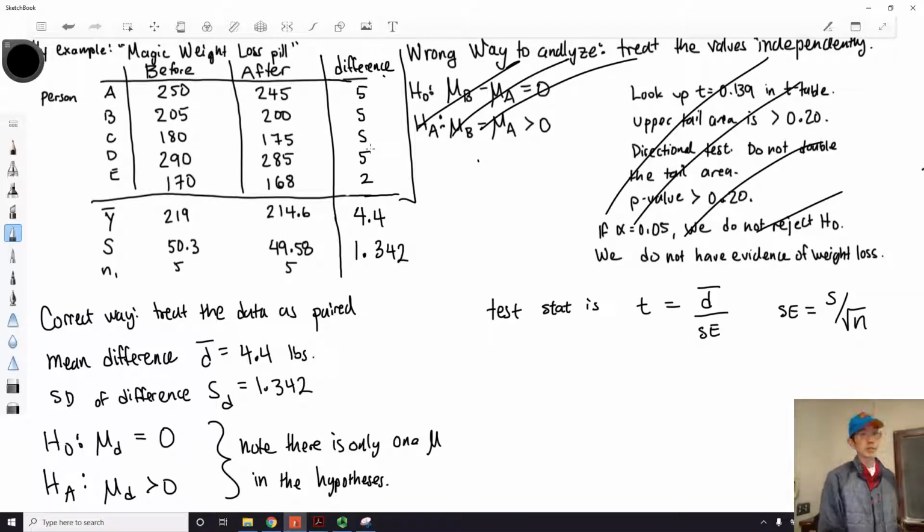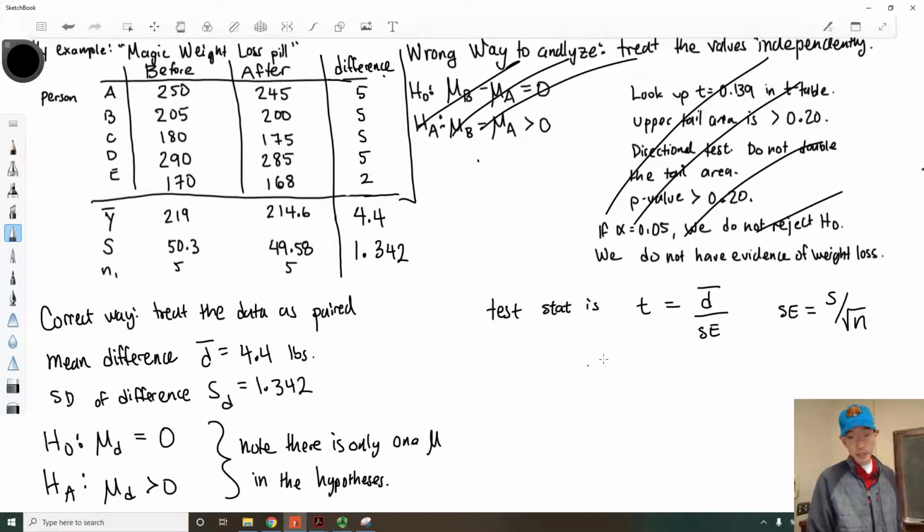Okay? And we would say something like, if we assumed this null hypothesis were true, if we assumed that the weight loss pill is ineffective and that the difference in weight loss is 0, I would expect my average difference, my D bar, to be around 0. I'm getting 4.4. Is this significantly different from 0? Well, we compare it to our standard deviation. We can see, yeah, it looks pretty significant. So we're going to do this.